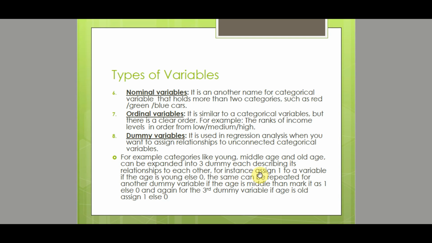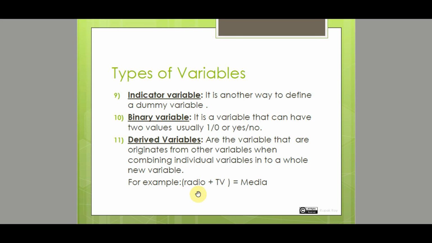For instance, assign 1 to a variable if the age is young, else 0. The same can be repeated for another dummy variable: if the age is middle, then mark it as 1, else 0. And again, for a third dummy variable, if the age is old, assign 1, else 0. Another name for dummy variables is indicator variables.